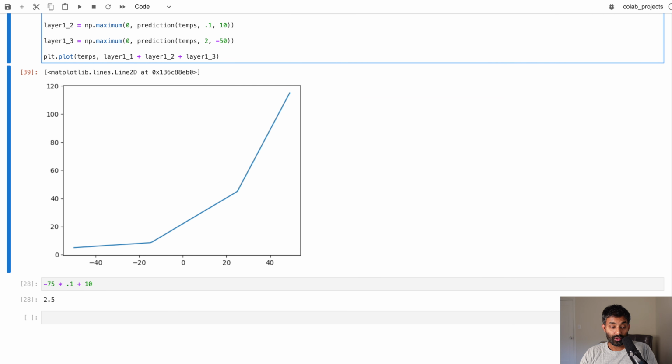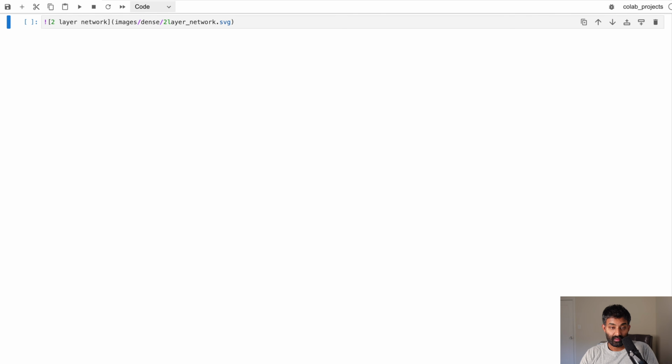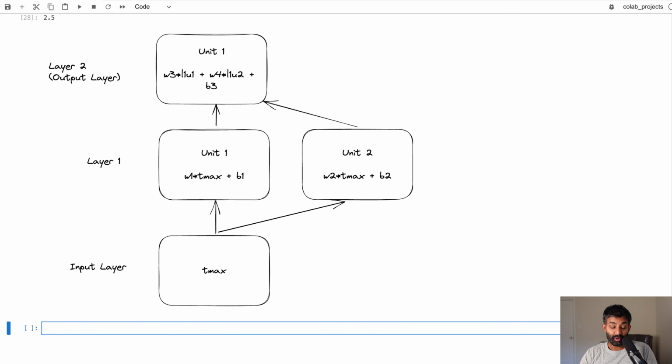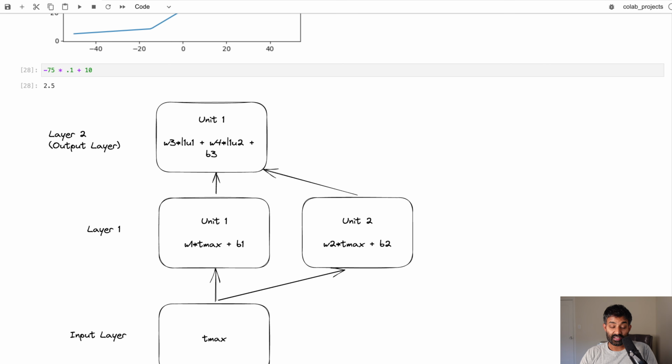Okay, so let me show you a quick diagram that indicates what this looks like. So this is an example of a 2-layer neural network. So we take our Tmax value, we input it. In unit 1, we multiply by weight 1 and we add bias 1. Then in unit 2, we multiply the input by weight 2 and add bias 2. Then in the output layer, we essentially take each of the values from layer 1, from each unit, and then we multiply by different weights and add in a bias.